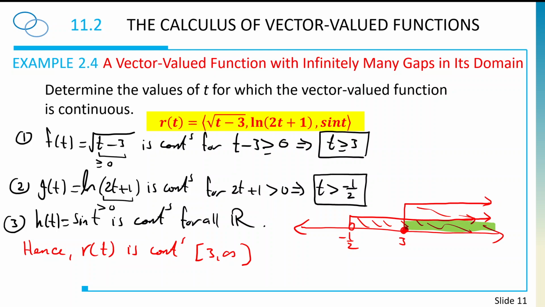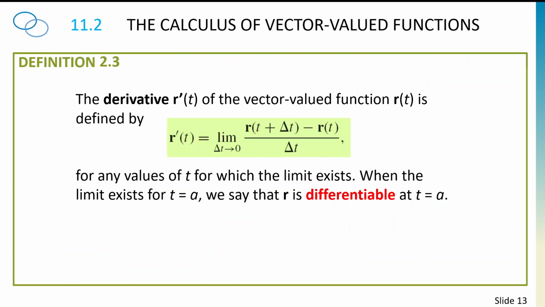After we're done with limits and continuity, now we move to whether a function is differentiable or not. They are telling me that r of t, the vector valued function, is differentiable at t equals a, and we use the general form of the first derivative: the limit of r of t plus delta t minus r of t, over delta t, as delta t approaches 0.